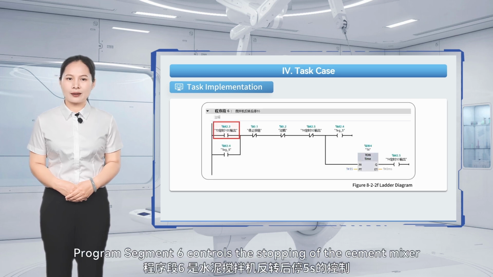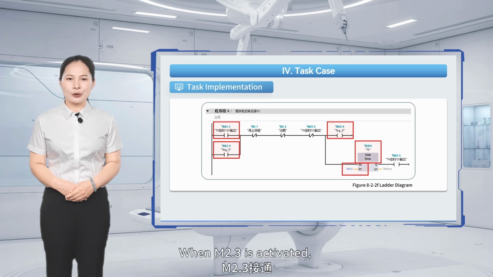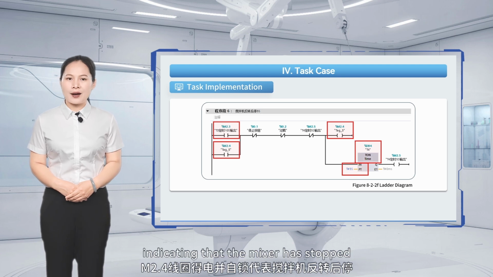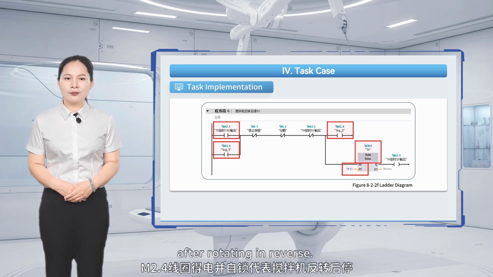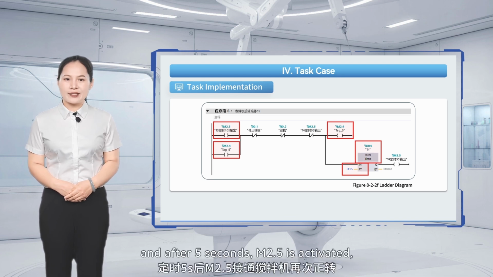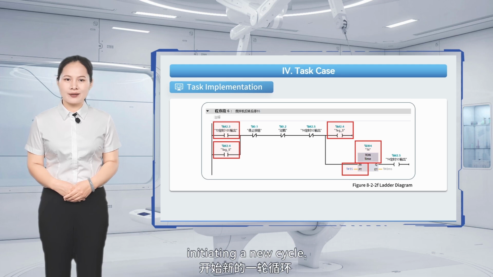Program Segment 6 controls the stopping of the cement mixer for 5 seconds after it has rotated in reverse. When M2.3 is activated, the M2.4 coil is energized and self-locks, indicating that the mixer has stopped after rotating in reverse. The T4 timer starts, and after 5 seconds, M2.5 is activated, causing the mixer to rotate forward again, initiating a new cycle.